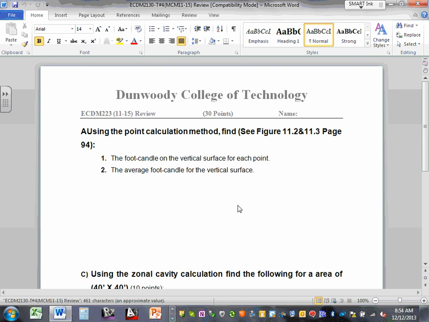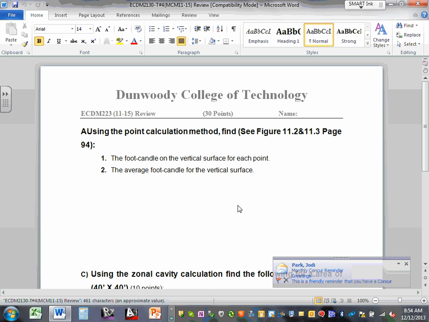So we have, using the point calculation method, you will be given these two figures. Can you guys see that? I will give you a figure exactly like this, fig 1 and fig 2. The foot candle on the vertical surface for each point, and the average foot candle for the vertical surface. That's what this problem is.